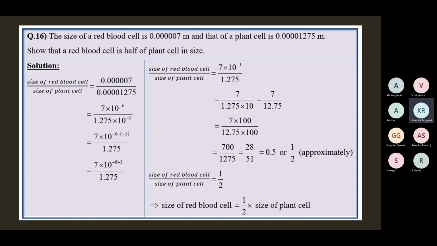So the sizes of a red blood cell and a plant cell are given to us. We need to show that. So supposing the size of the first one, for example, is 5 meters, and the size of the plant cell is 10 meters.